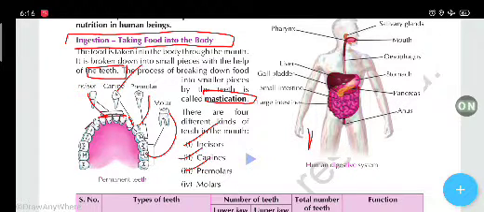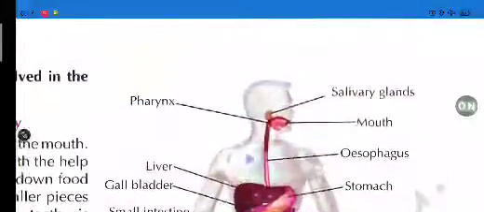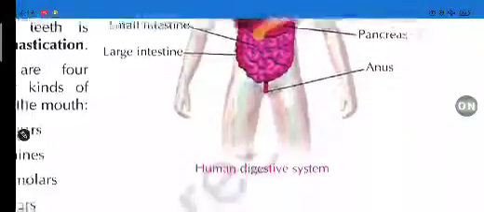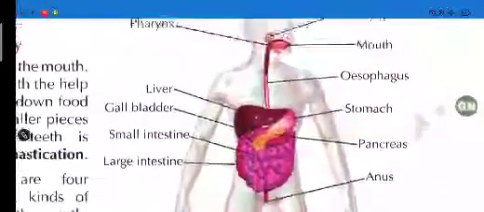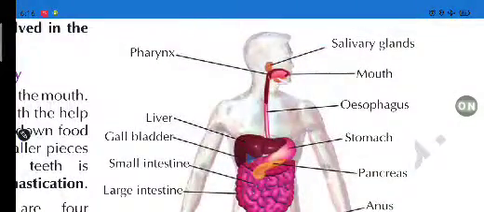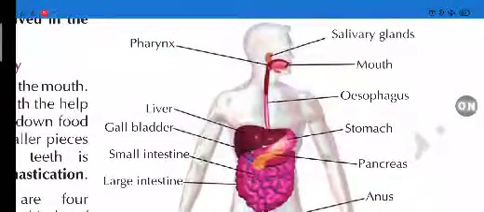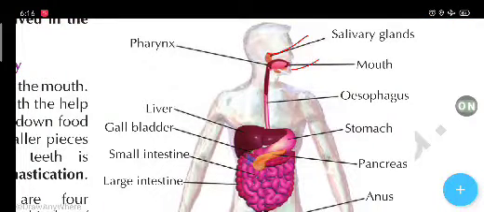So teeth are also important for nutrition in human beings. Here we see a picture of a human being. As we see, different parts of our body are responsible for digestion and nutrition in human beings, like the salivary glands that secrete the saliva, and the mouth, which contains the tongue as well as the teeth, that is also used for nutrition.